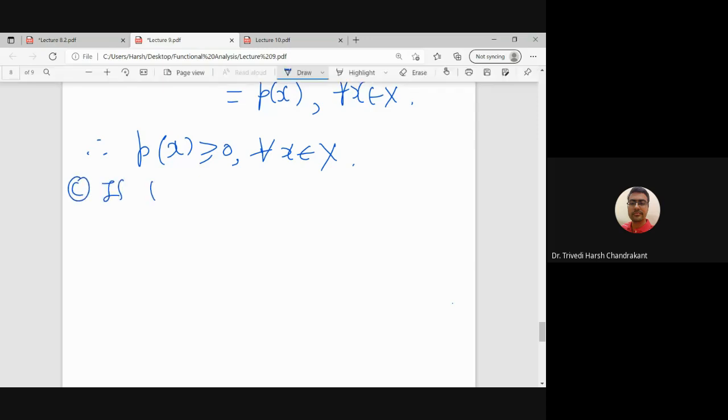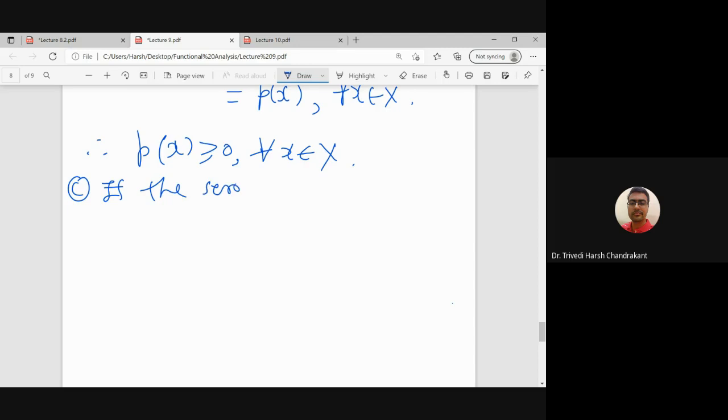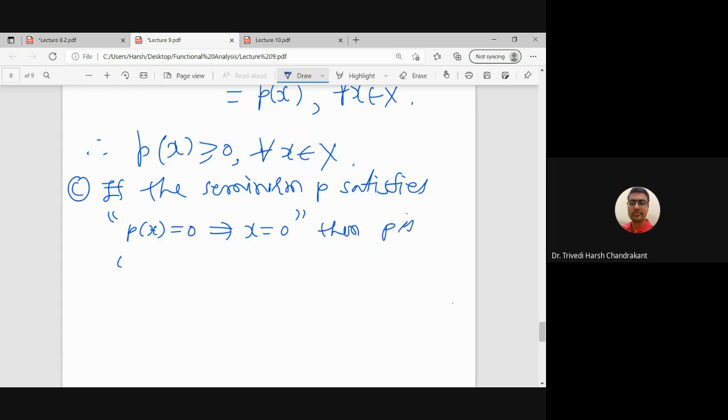So if the seminorm p satisfies the condition p of x equals 0 implies x equals 0, then p is called a norm. Right, so for a norm we don't write p of x, we usually write norm x.